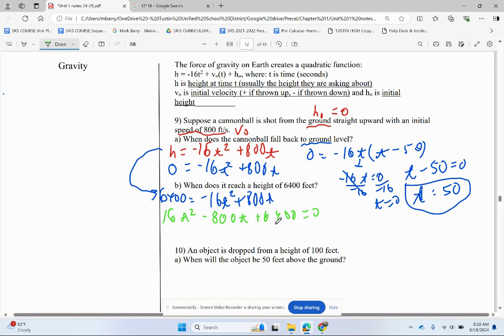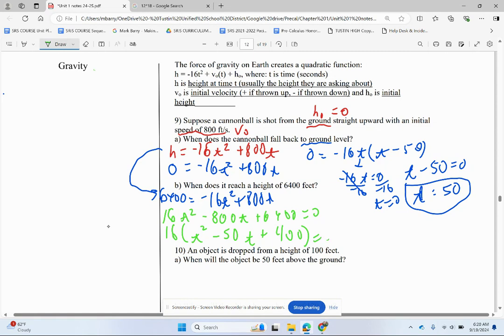Okay, I think these are still all divisible by 16, so I'm going to GCF a 16. I cannot GCF a t this time because that 6400 does not have a t. So it's going to leave me with t squared minus 50t plus, and what is 6400 divided by 16? I'm pretty sure it's divisible. Yeah, it's 400.